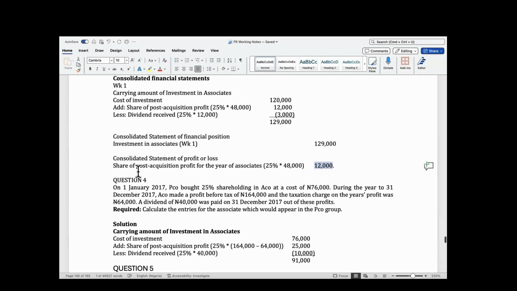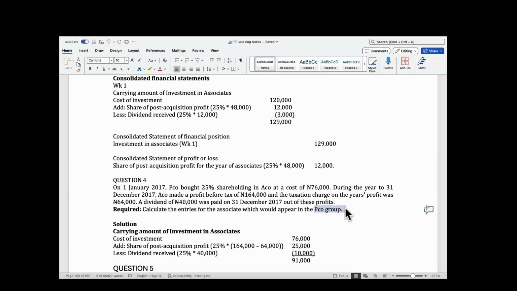Another question. It says on 4th January 2017, people bought 25% shareholding in Apple at a cost of 76,000. During the year to 34th December 2017, ACO made a profit before tax of 164,000, and the taxation charge on the year's profit was 64,000. A dividend of 40,000 was paid on 34th December 2017 out of this profit. Calculate entries for the associates that will appear in the group account.